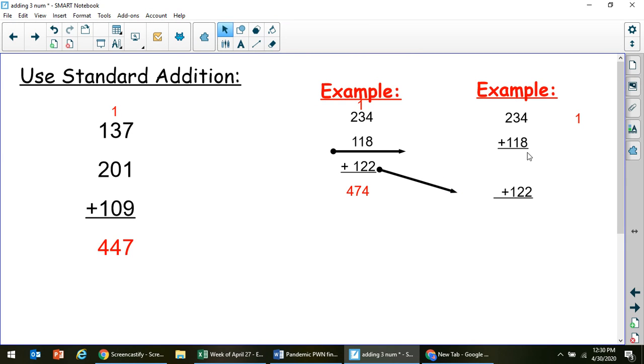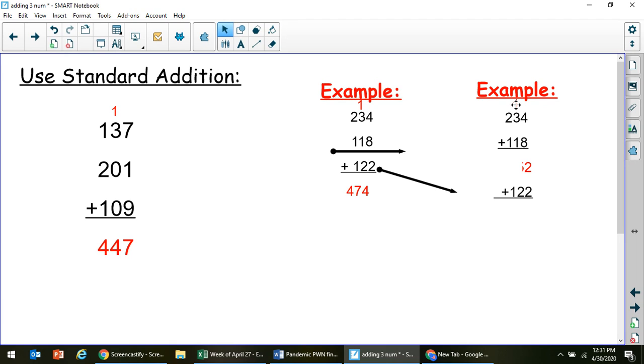So 234 plus 118, add my ones first. 8 plus 4, well, I know 4 can be split into 2 and 2. So 8 plus 2 is 10, and then 2 more is 12. I notice I have 12. I'm not going to carry that 1 down here. No, siree, Bob. I'm going to put it on my tens column. So now I'm going to add my tens column.